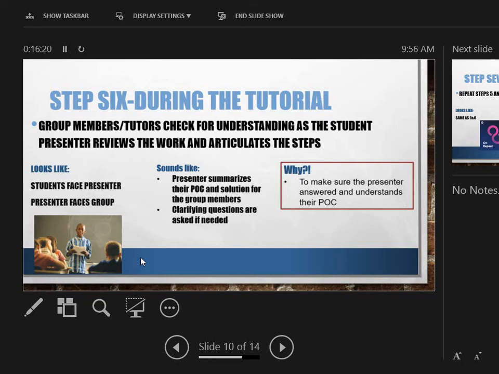So the presenter would be summarizing their POC and the solution for the group members, sharing the steps that they took to solve the problem, and if you think that the presenter's not really making sense, you could give them some clarifying questions. Alright, we're almost done.